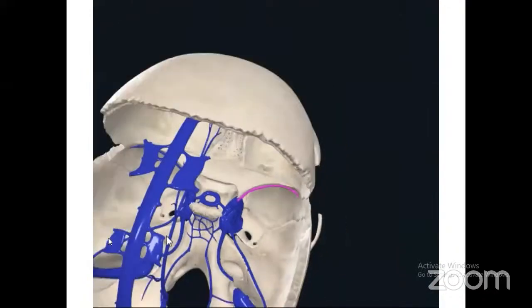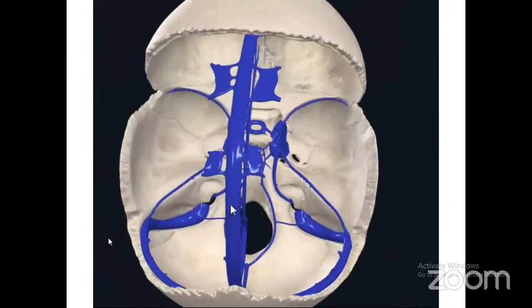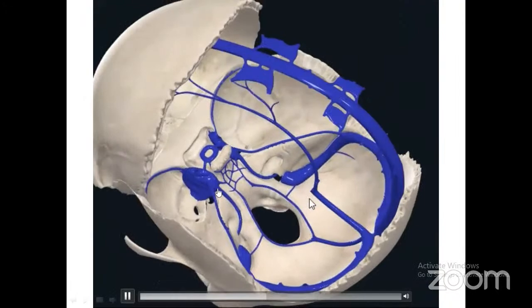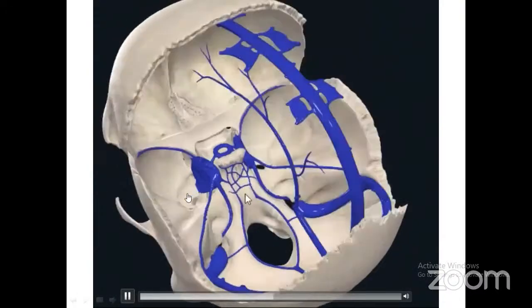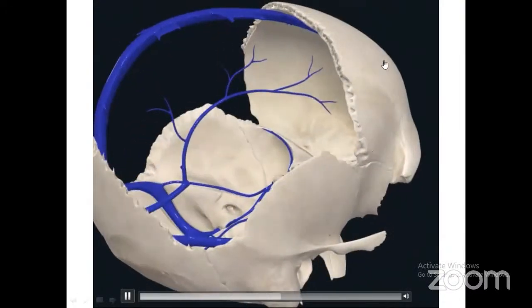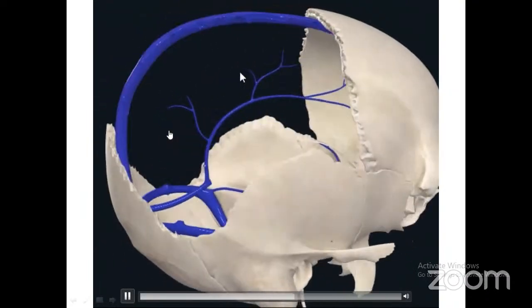One which is not visible here is the middle meningeal sinus, which we didn't isolate here. So that will be there in the lateral part of the middle cranial fossa. So this is how the dural venous sinuses are there in the cranial cavity.